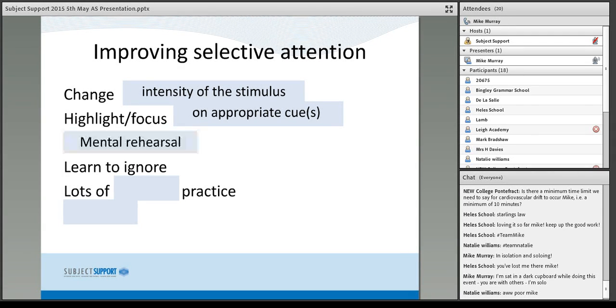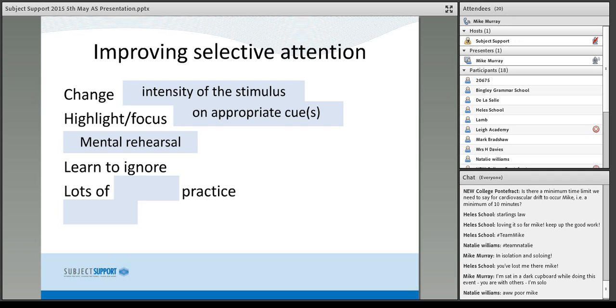Second one that's common, mental rehearsal. Sit down and think about it. Mental rehearsal improves performance. Mental rehearsal improves selective attention. Mental rehearsal improves response time. Mental rehearsal improves storage in memory.